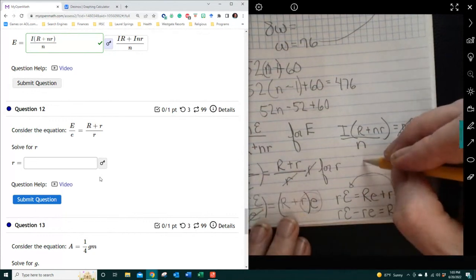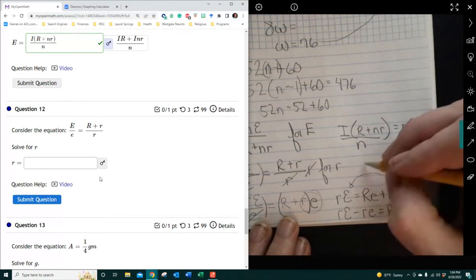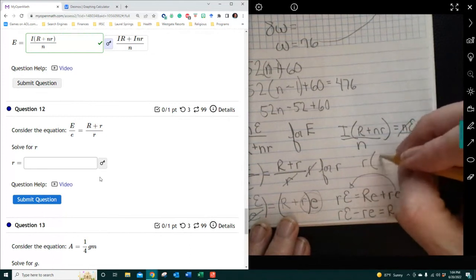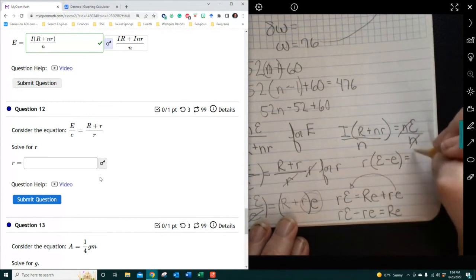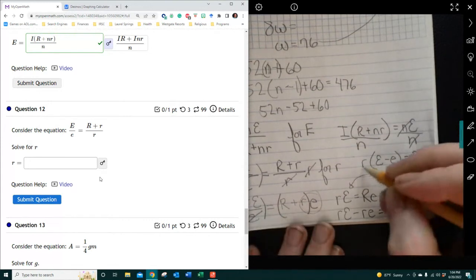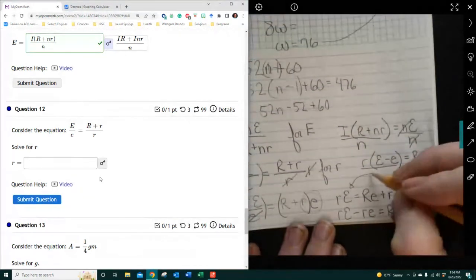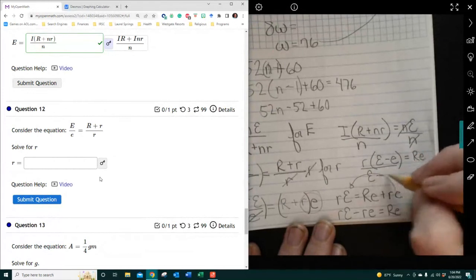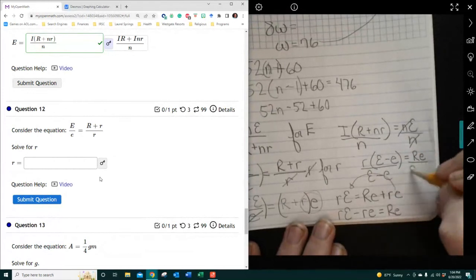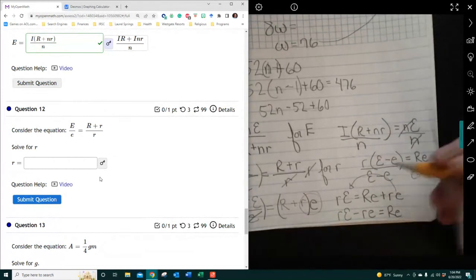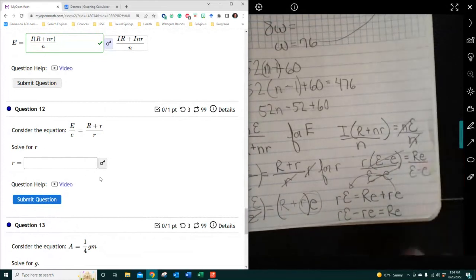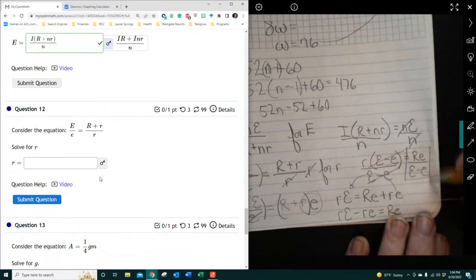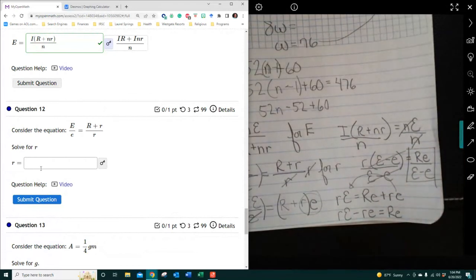I'm falling off my page, people. So let me go ahead and factor out r, little r that is. And now I have this. And now, because I factored out the little r, I can go ahead and divide both sides by big E, little e. Now that makes that go away and leaves me with r equals this. Now this is my answer. Okay, that's how I'm going to enter it in.